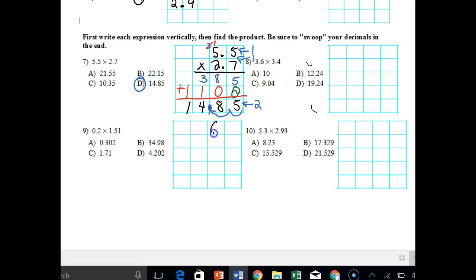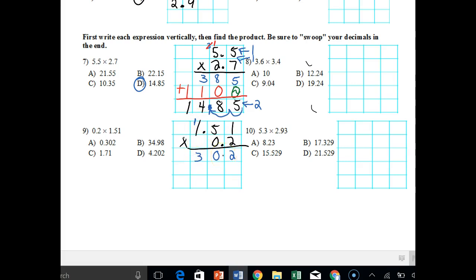Next one, 0.2 times 1.51. Notice how the decimals don't line up this time, and we're still going to get the right answer, right? And in fact, it might be easier to write the longer number on top. So 1.51 times 0.2. Again, decimals don't line up, no big deal. You only have to worry about them lining up when you add and subtract, right? So let's go ahead and multiply. 2 times 1 is 2, 2 times 5 is 10, so put down a 0 and carry a 1. 2 times 1 is 2, plus 1 is 3.